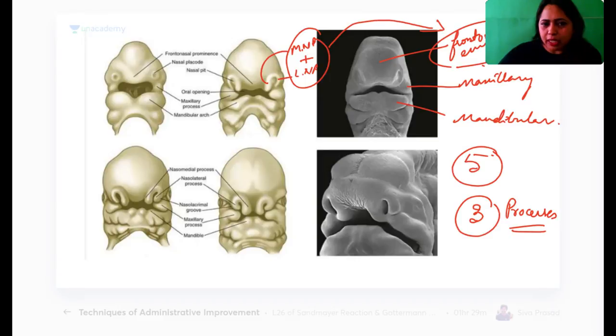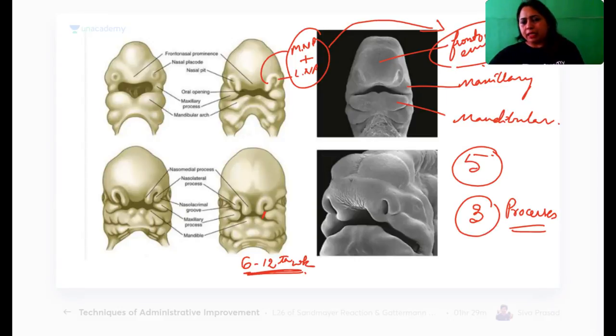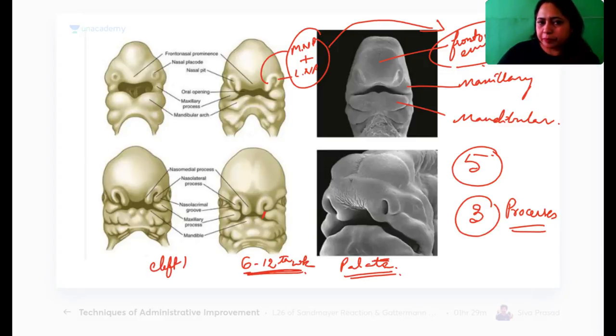So here you can see lateral nasal, medial nasal, then you can see the maxillary and mandibular. See, there is a cleft that is formed here, right? That has to close. So that will close during the 6th to 12th week of intrauterine life. This fuses, and then it will complete, you know, the palate develops at that time. The secondary palate, primary palate, everything completes its development and it becomes functional. So now here, if there is a gap that is left behind, then that is known as cleft lip.